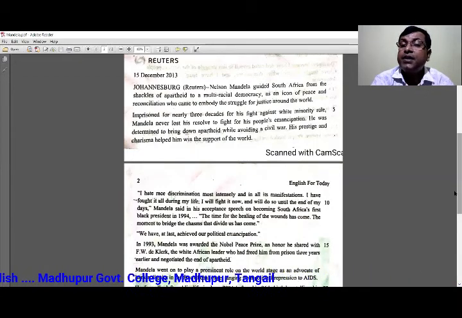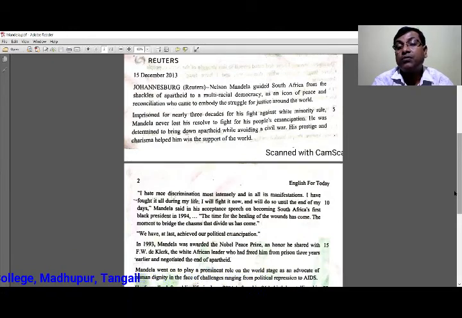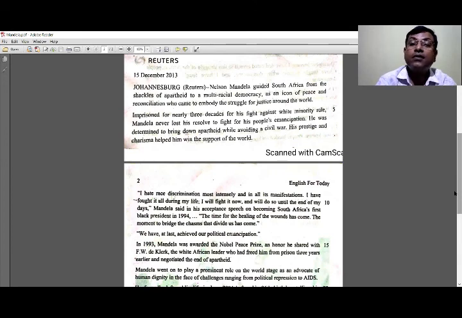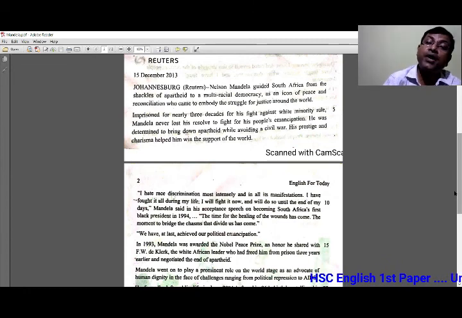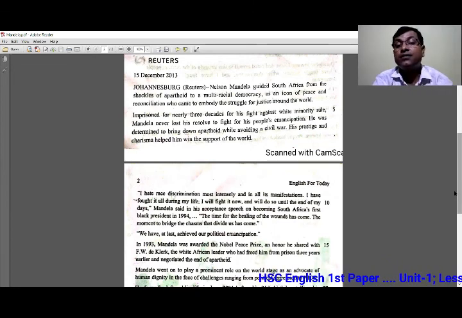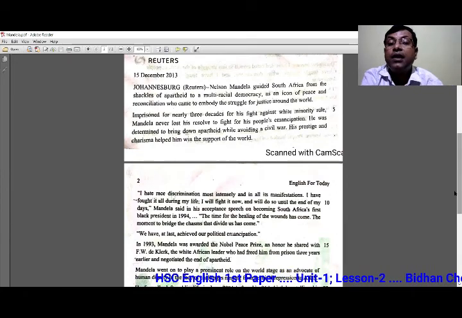Imprisoned for nearly 3 decades for his fight against white minority rule. That means Nelson Mandela spent nearly 3 decades, that means 30 years, in jail. A decade includes 10 years, so 3 decades means 30 years. Nelson Mandela spent nearly 30 years behind bars. He was put in jail.